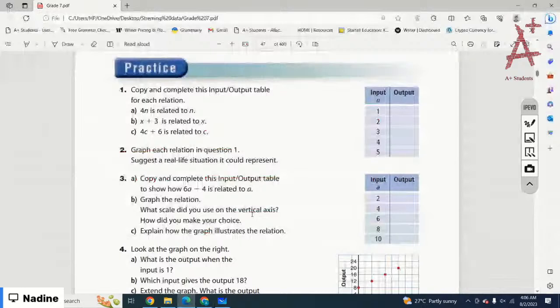Question number 3. Copy and complete the input output table to show how 6a minus 4 is related to a. Graph the relation. Explain how the graph illustrates the 6a minus 4. So you have to do the same thing for 6a minus 4.